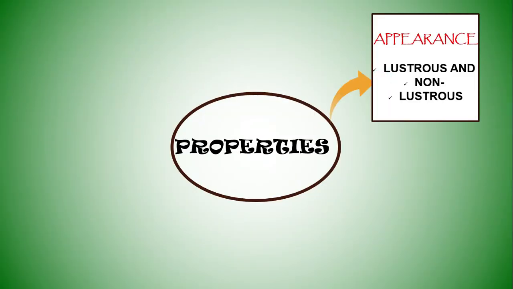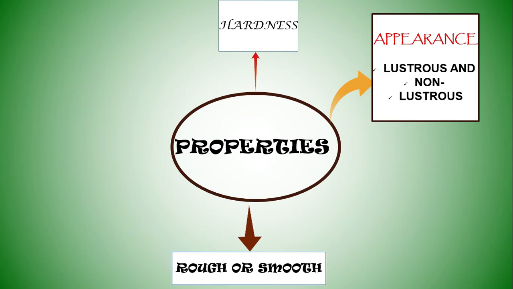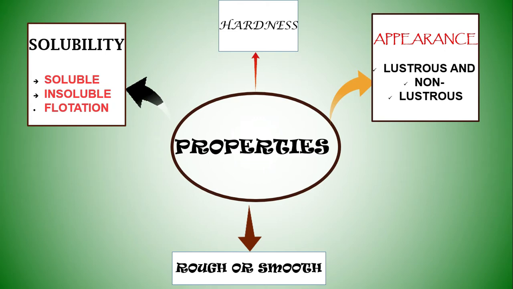Now let's see what the properties are. The first property is appearance, where we learn about lustrous and non-lustrous. The second property is hardness, where we learn hard or soft. The third property is rough or smooth, that is, rough to touch or smooth to touch. The fourth is solubility, which means whether it will dissolve or not, that is, soluble or insoluble. Under insoluble, we learned another thing, that is flotation, float or sink.